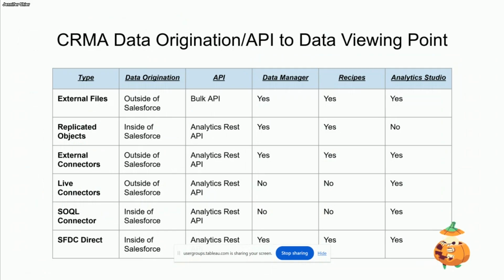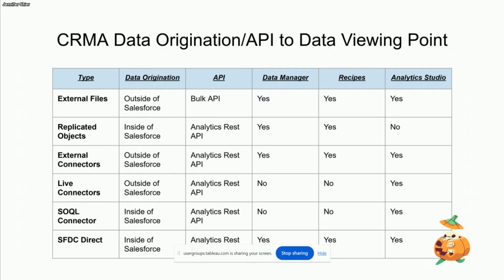I don't know if anybody on this call has noticed, when you pull in, for example, a replicated object, it only sits in the data manager, but then it's not over in Analytics Studio for you to do anything. You have to run it through a recipe and then make a data set. So when I first started working with CRMA, that was very hard for me to grasp. I was like, if it's here, why isn't it there? Because nobody explained this to me.